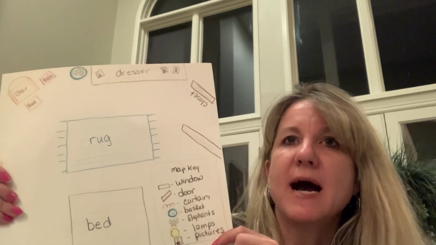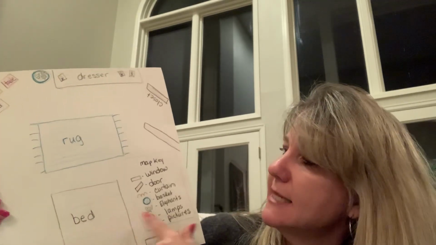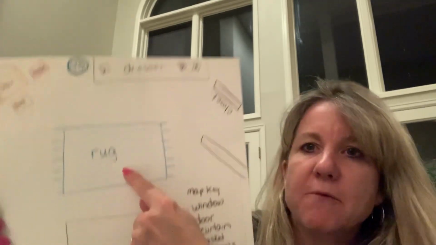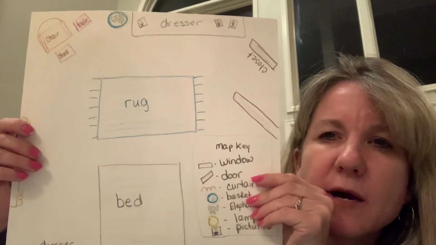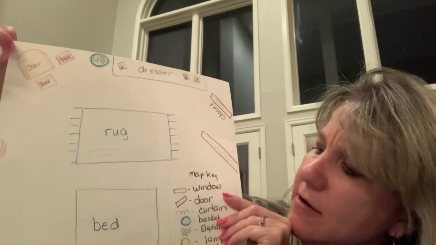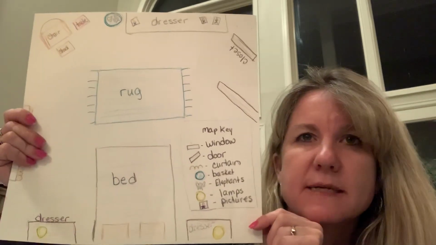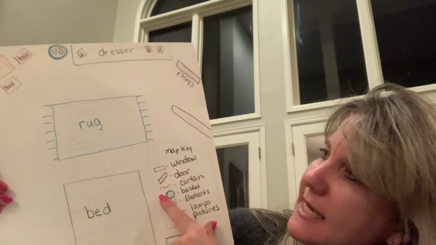In my map, I was able to label the big items. Do you see how I labeled the big items? Like my bed, my rug, my dresser. Let me make sure you can see that. My bed, my rug, and my dresser. My chair over here. My side dressers that are next to my bed. But some of the small items I had to put in the key.